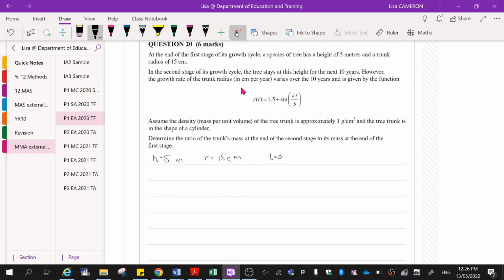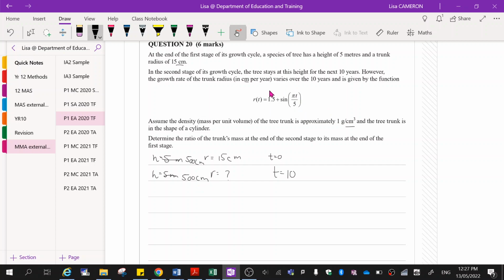In the second stage of its growth cycle, the tree stays at the height of 5 meters, and the radius has a growth rate that follows this equation. We're not really sure of the radius yet, but we do know it's after 10 years. This equation is in centimetres per year, and the other measurements are in centimetres, so I'm going to change the height to be 500 centimetres instead of using metres.